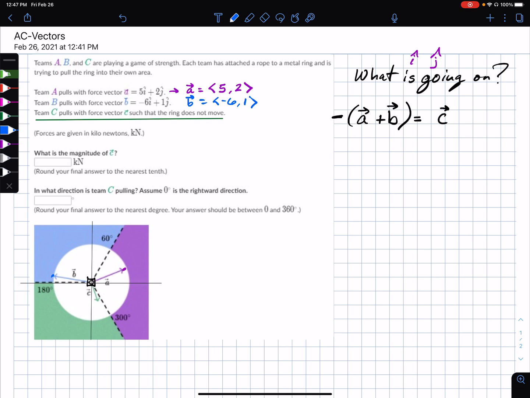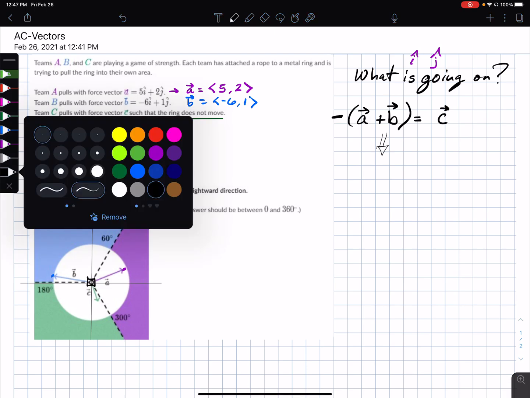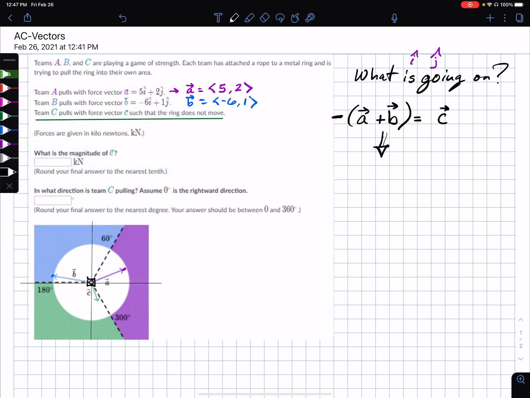So what we're going to do is pop this into play here. Let's take this down and fill out what we know about it. The opposite of the sum of those two vectors has to equate to what vector C turns out to be. Maybe I'll start color coding here. Okay. So A is 5, 2, and we're combining that with B, which is blue. So that's going to be -6 and 1.